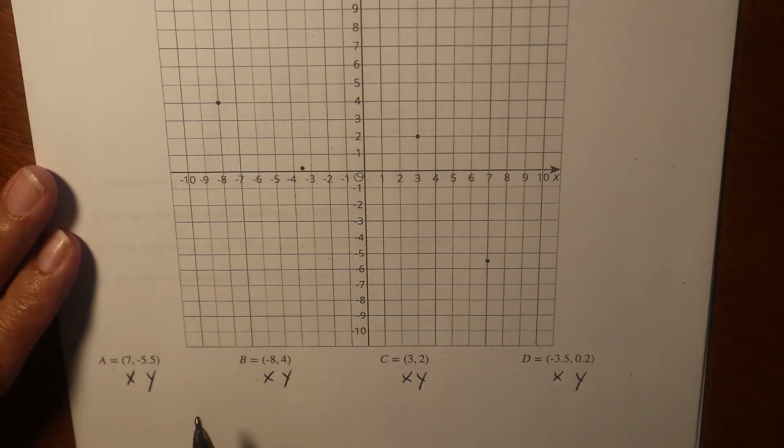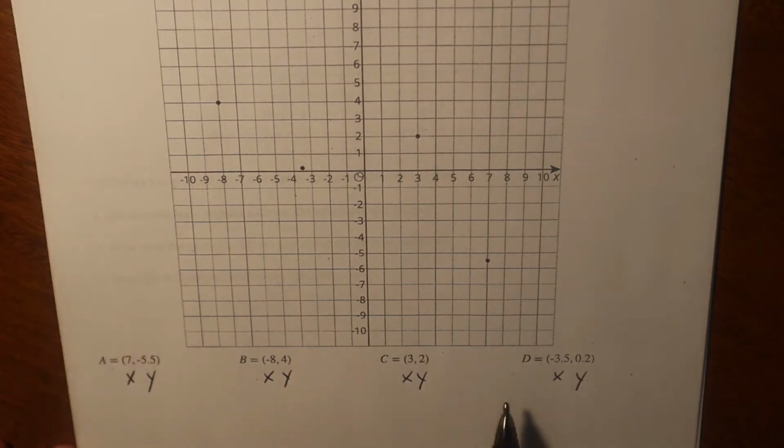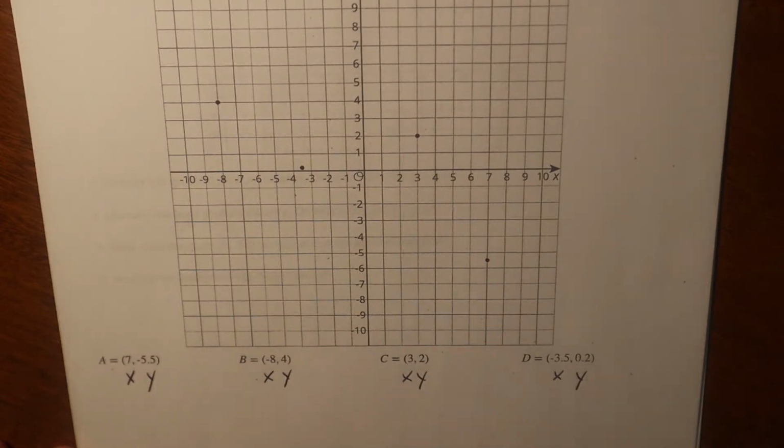Now, make sure that we do pay attention to our ordered pairs, okay, because we need to make sure that we're noticing when there's a positive number and when there is a negative number, so that the signs also help you identify where you're going to place the points and what quadrant you're going to put the points in. So let's go ahead and quickly do A.